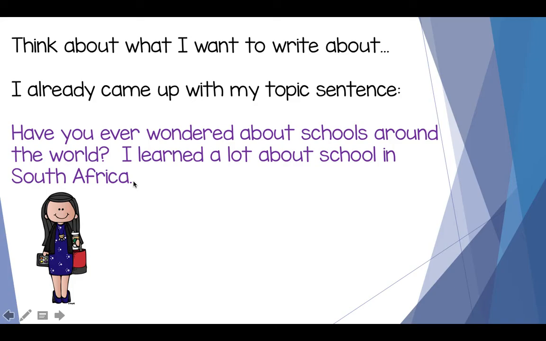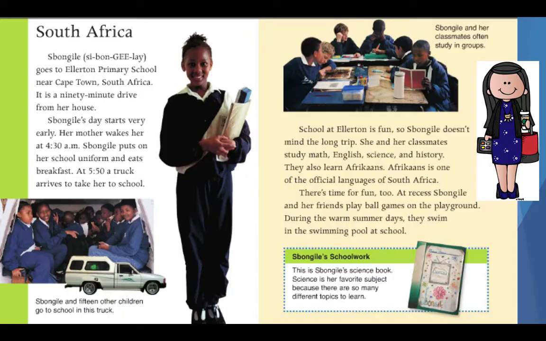So now I have to think about details. What do I want to tell my reader? So I'm going to go and use my text because that's where I learned my information. So if I look at the text, and this is what I used to learn my information, I'm going to look for details in my text. So if I look right here, it says that they wear a school uniform. I can also see that here in this picture. So that's one thing that I've learned about school in South Africa.